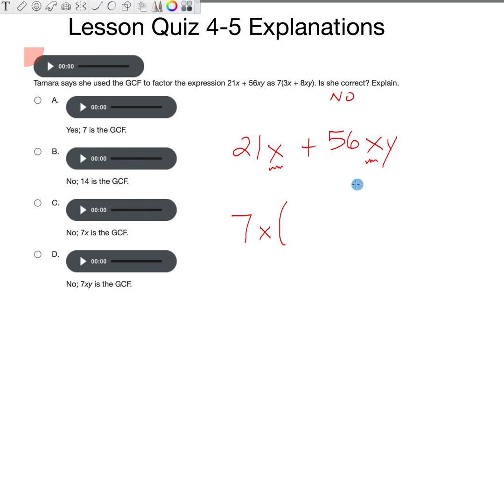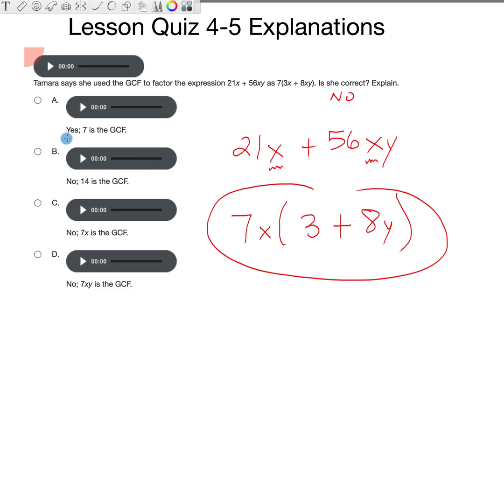So we could finish the problem up, but really it's what she has with the x taken out of each of these and put on the outside. So it's going to be 3 instead of a 3x, and then plus just an 8y. This is what she should have done, but she didn't do that. She only put a 7 out there. So this one's no, she was wrong.